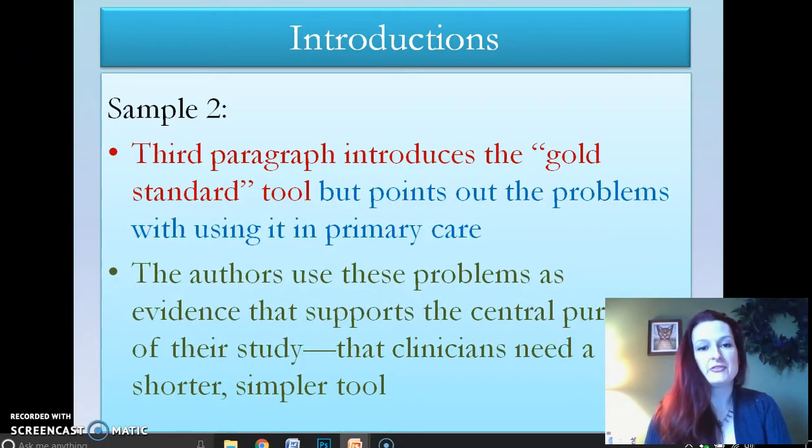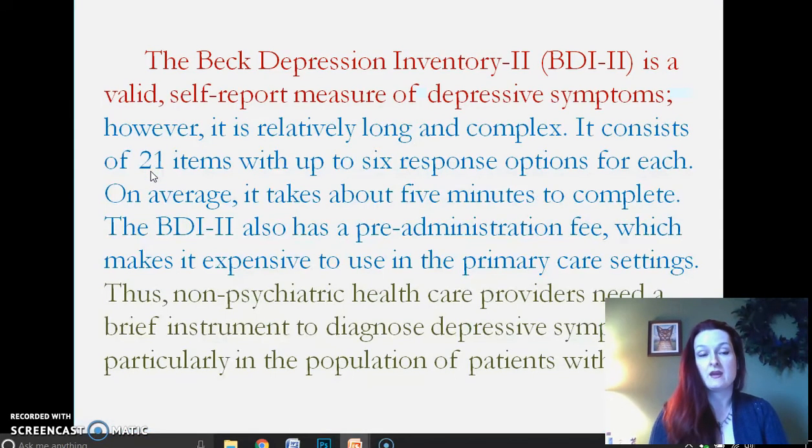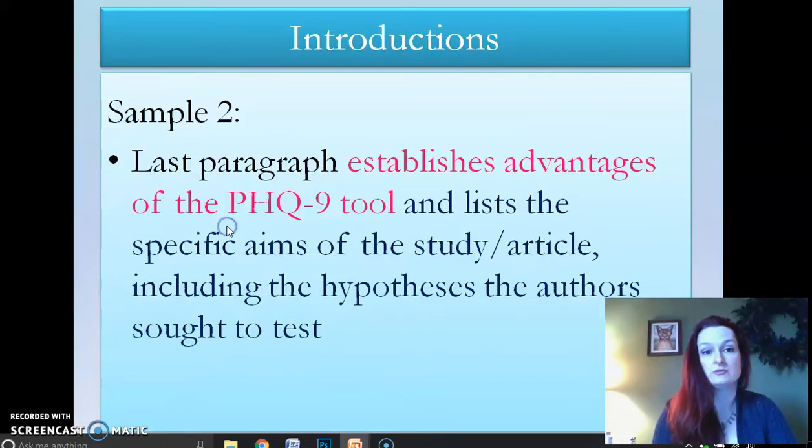Okay, so continuing on, the third paragraph introduces the gold standard tool, points out that it has some problems in primary care setting, and then they continue to develop that idea and show how those problems are evidence that support the need for their study, that we need a shorter and simpler tool to use in primary care. So you can see that here. They bring up the Beck Depression Inventory, which is the current gold standard tool, talk about the problems with it, and now we're leading logically into our study, which is, we need to find a better tool, and maybe the PHQ-9 will serve as that better tool.